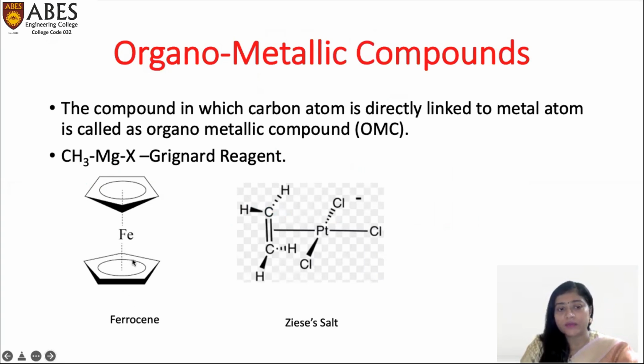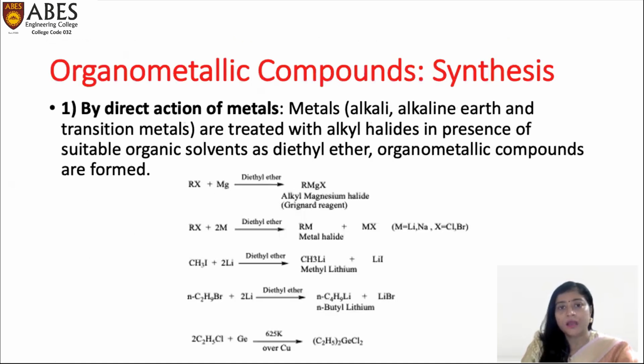This is ferrocene, where we can see two aromatic rings to which iron is connected. And here platinum is connected to the carbon, in ethene and Zeise's salt. So ferrocene and Zeise's salt I have mentioned here because sometimes they ask the structures of these in exams. Now we'll understand how organometallic compounds of any kind are synthesized in industry.